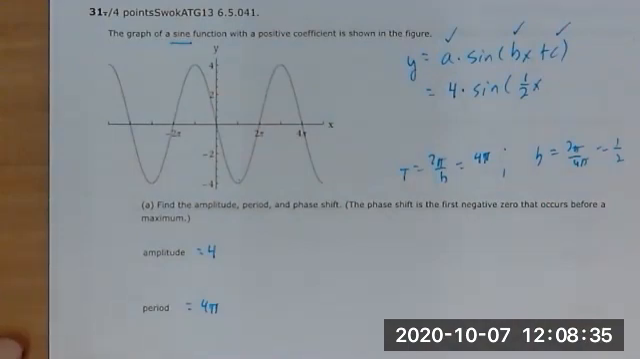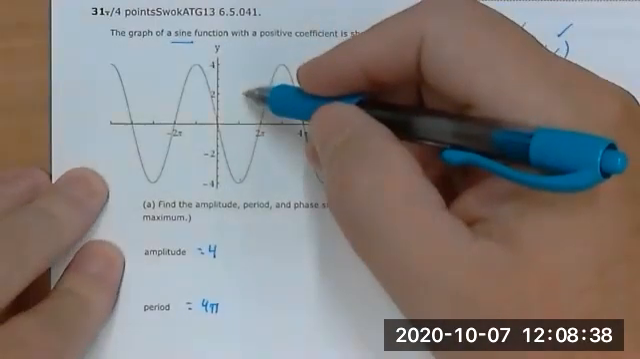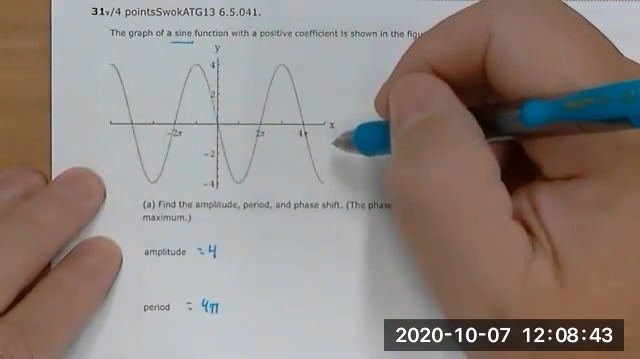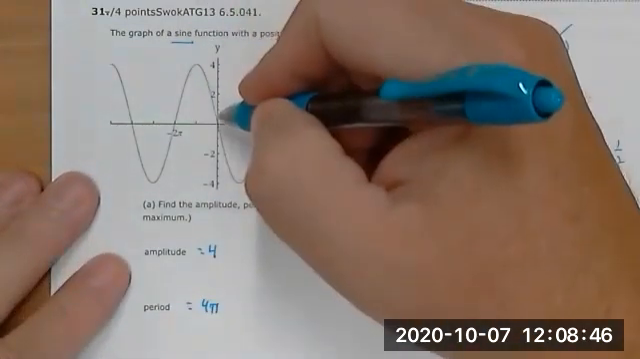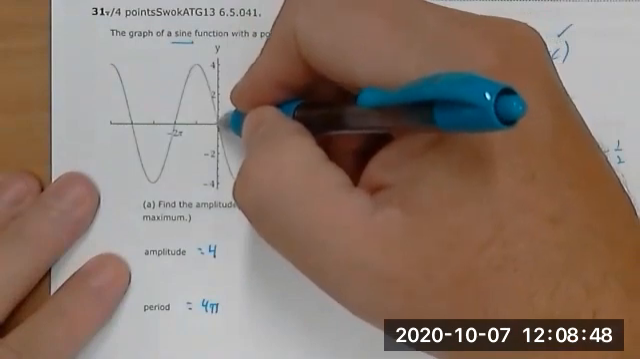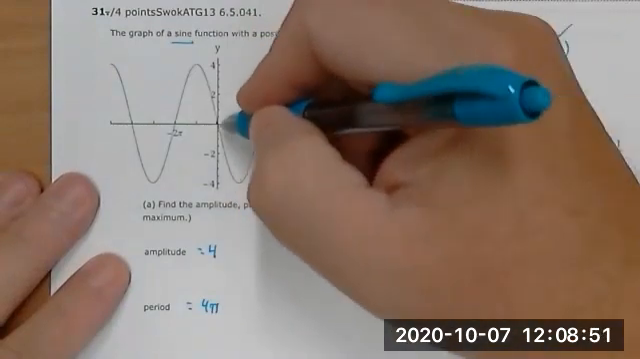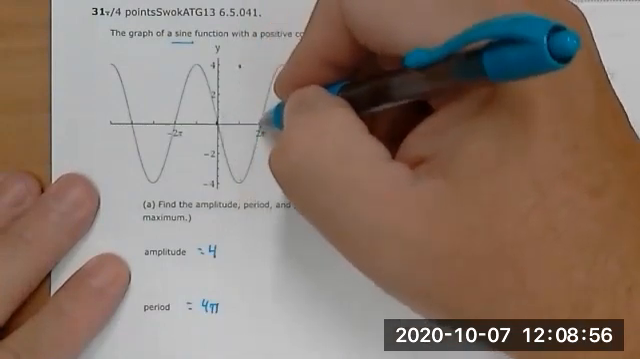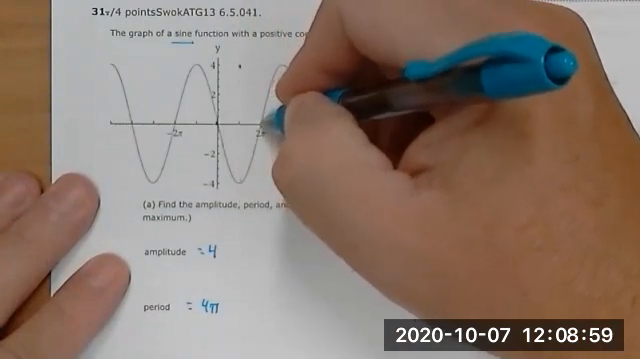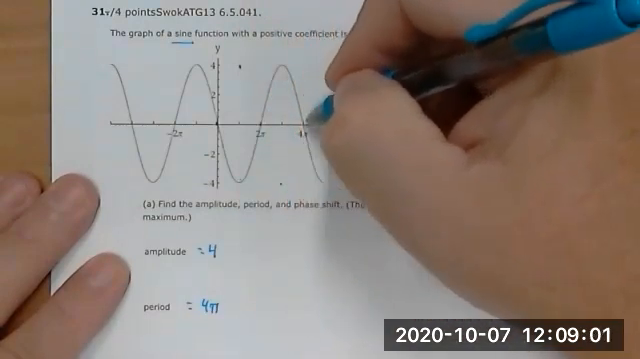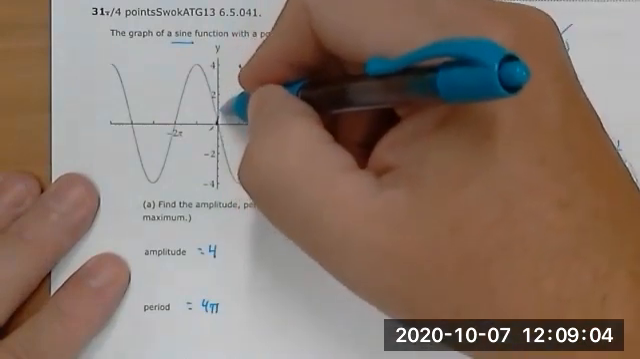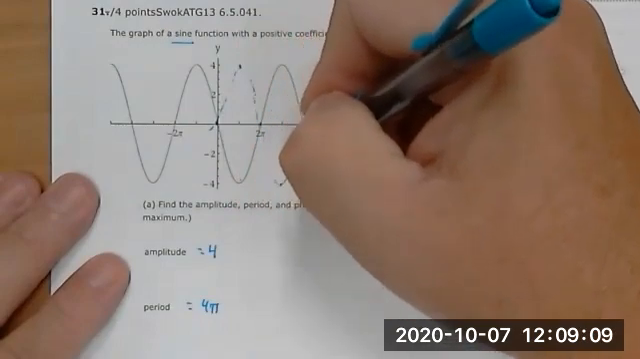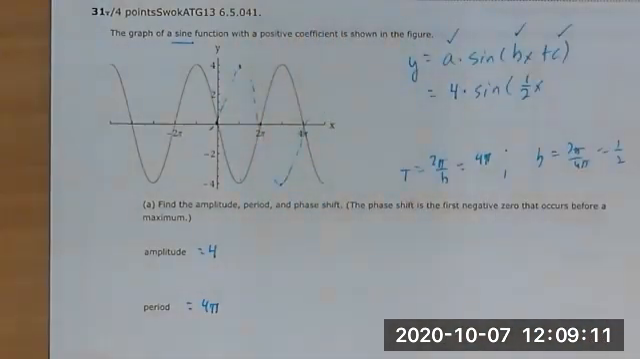But anyways, what you have to do is I have to go up here and compare my graph to a standard sine graph. In other words, a standard sine starts low. It would start low, go high, back to the middle, go low, back to the middle. So there's the standard sine wave.